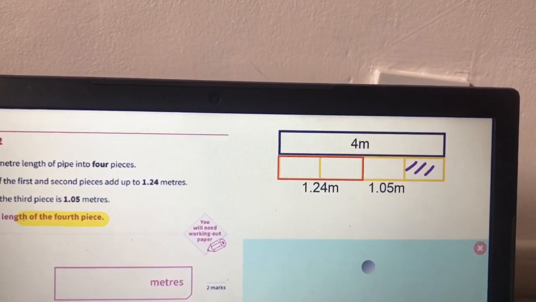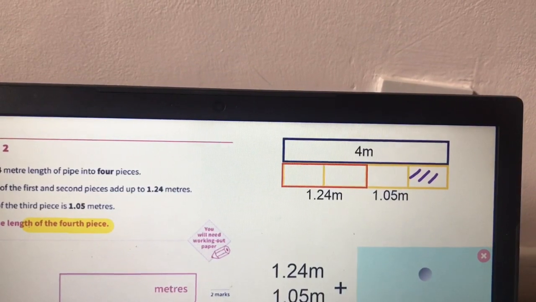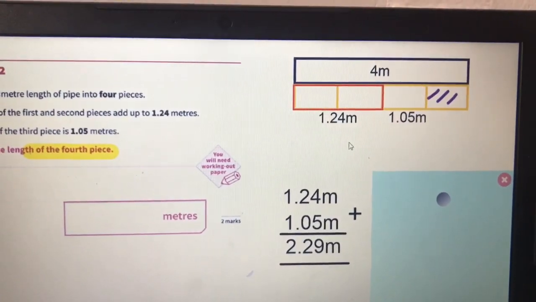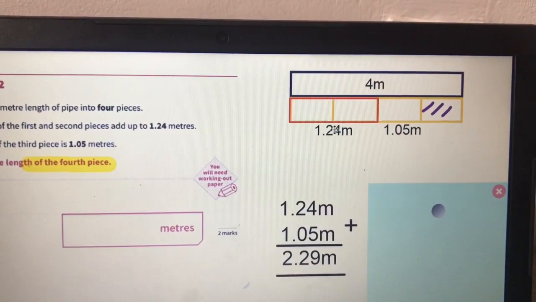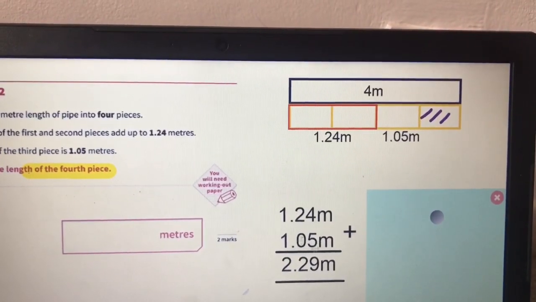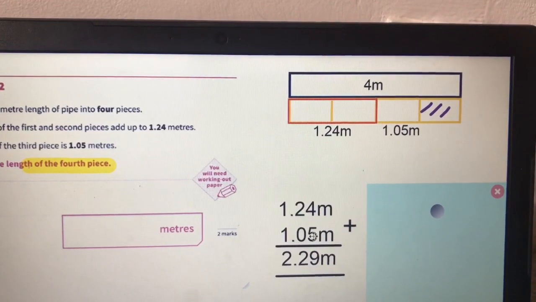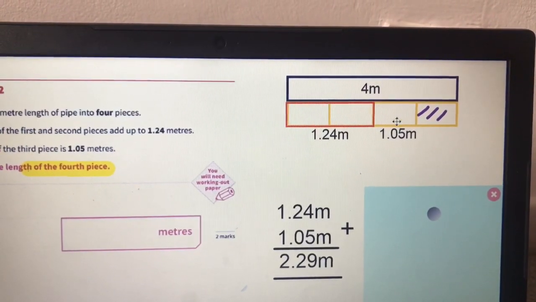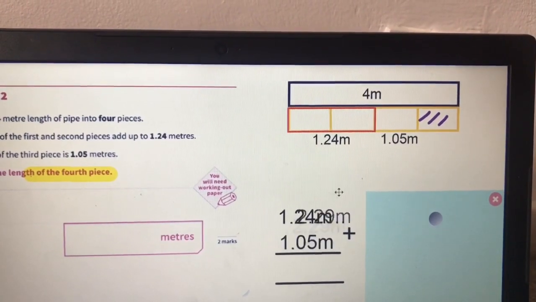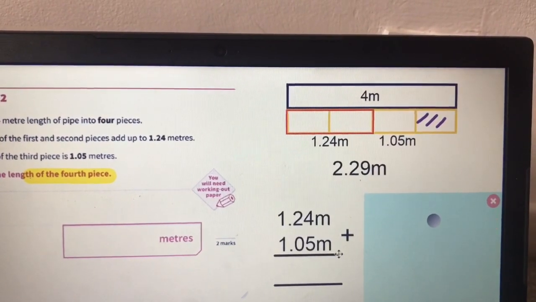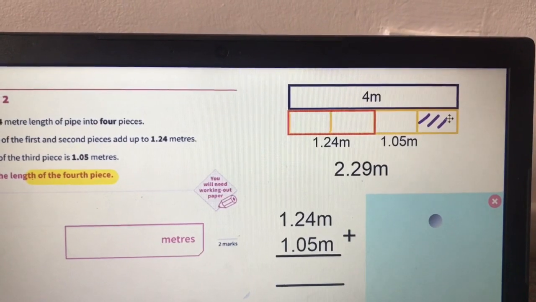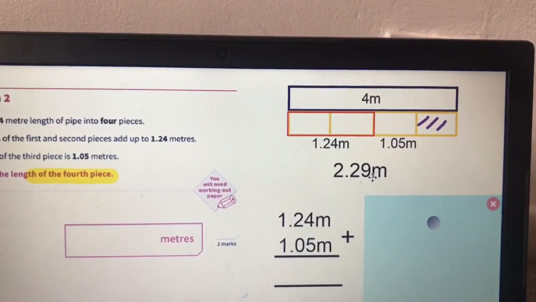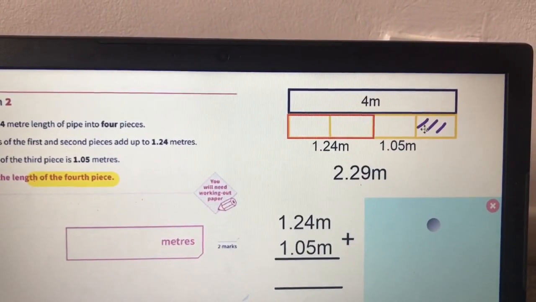So if I carry on, what I need to do first of all is the following. In order to work out the value of that purple part, I need to add these 2 values together. I've used column addition here, so I need to work out what these 3 equal in total. So I've got 1.24 plus 1.05, which gives me 2.29 meters. Okay, so I know that combined, all 3 of these give me a total of 2.29 meters. So to work out the missing value here, I need to use my skill number 1. So I need to subtract 2.29 meters from 4 meters to work out this missing value.